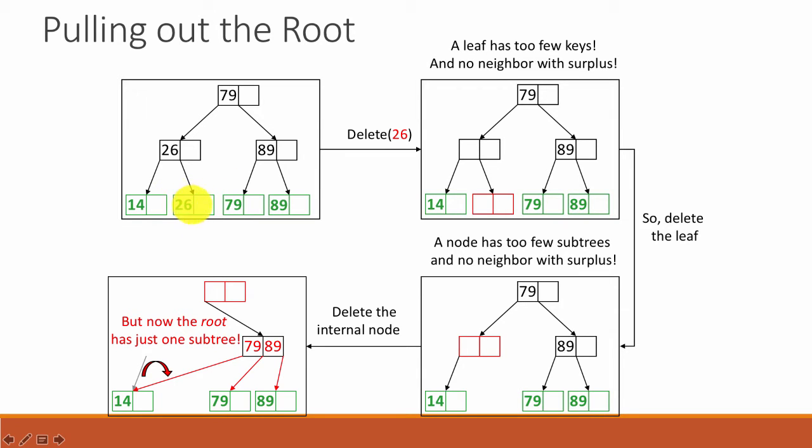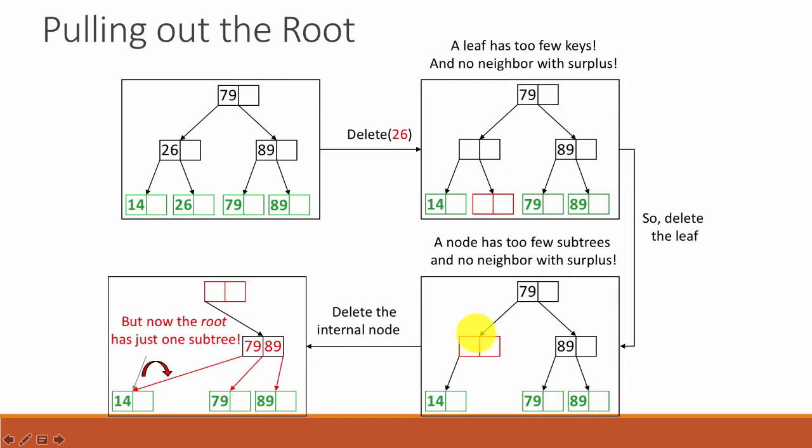So what do we do? We have to get rid of it from this leaf. And the problem is, this leaf has too few keys, and it doesn't have anybody it can borrow from, right? This 14 can't afford to give up, or it would be too few as well. So we need to delete the leaf. So the leaf is gone. Oh gosh, this internal node is under full. Can we adopt anybody? No, this other internal node also can't afford to give up its children. So we need to delete this internal node.